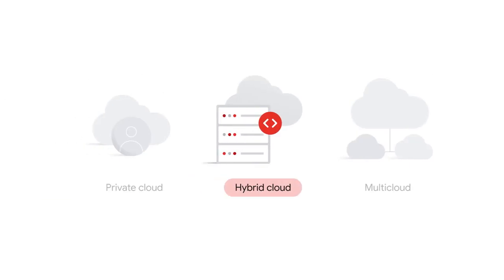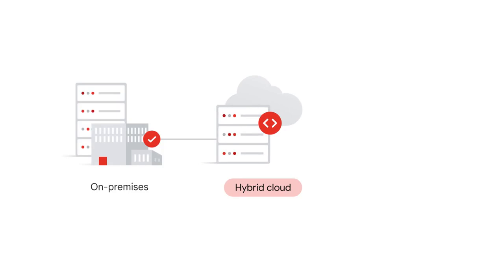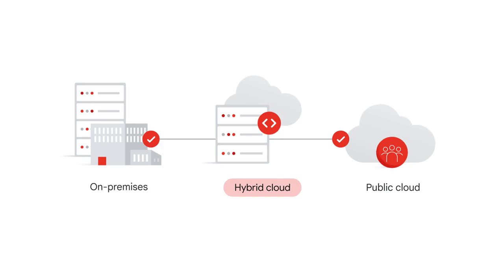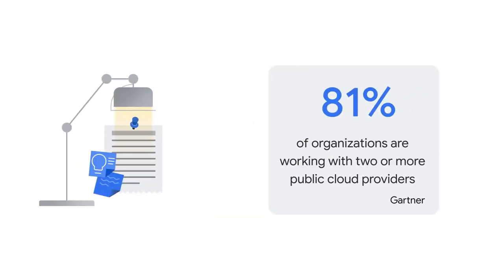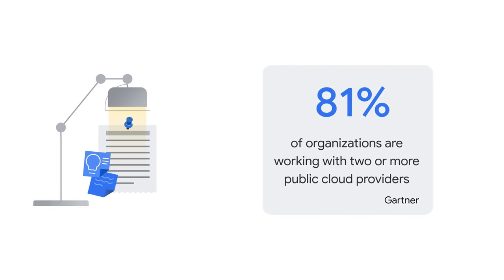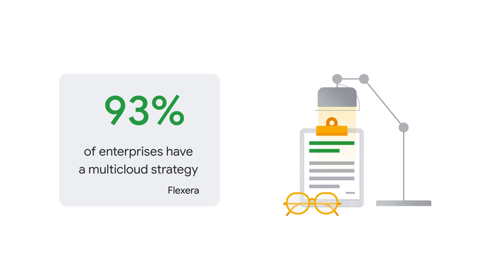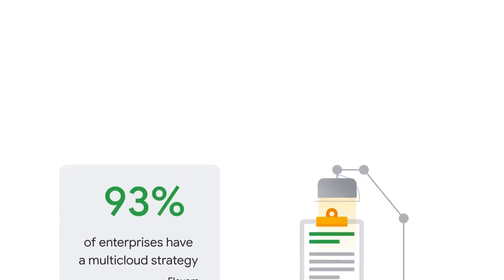A hybrid cloud approach is one of the most common infrastructure setups today because organizations can continue to use their on-premises servers while also taking advantage of public cloud. According to Gartner, 81% of organizations are working with two or more public cloud providers. Additionally, a Flexera State of the Cloud report showed 93% of enterprises have a multi-cloud strategy.